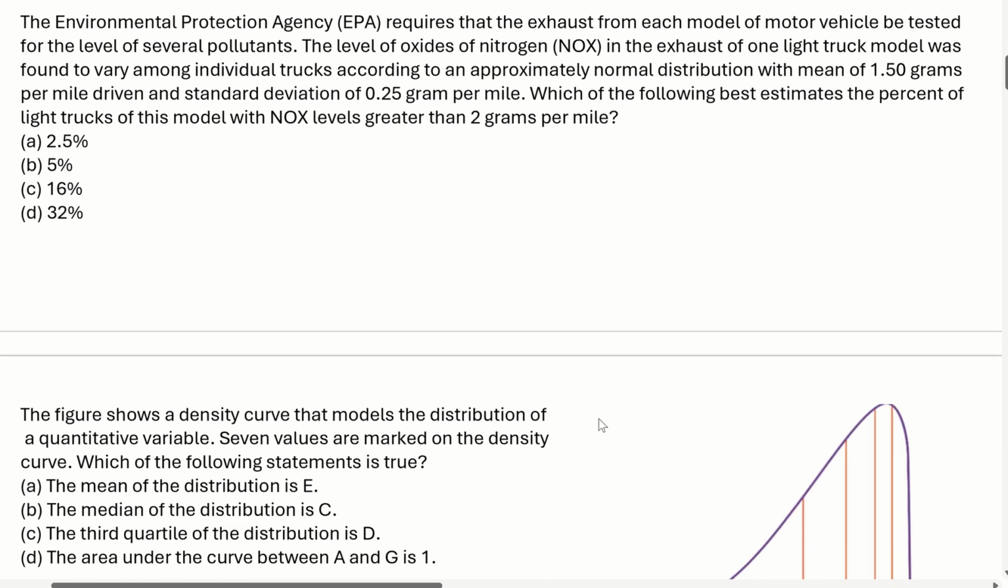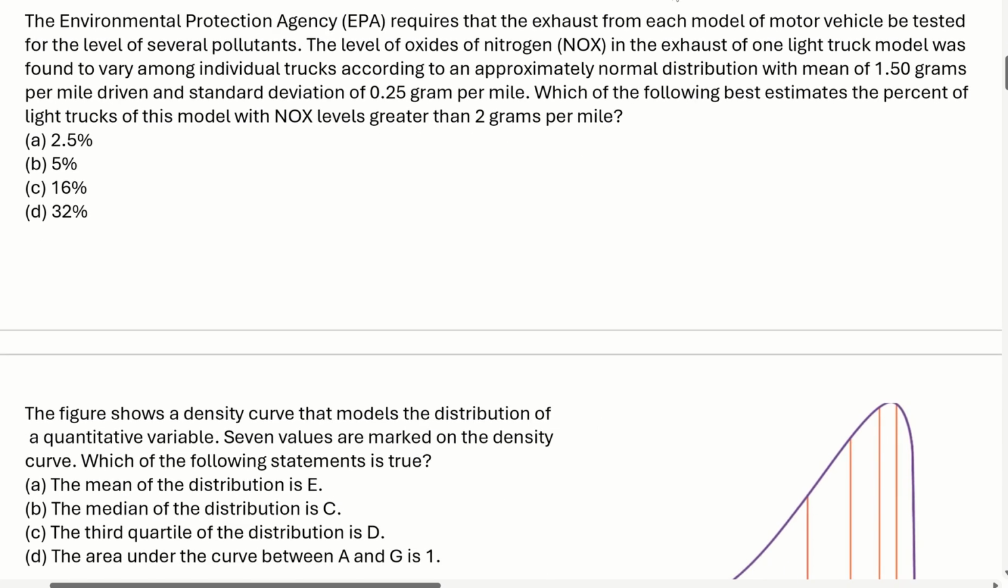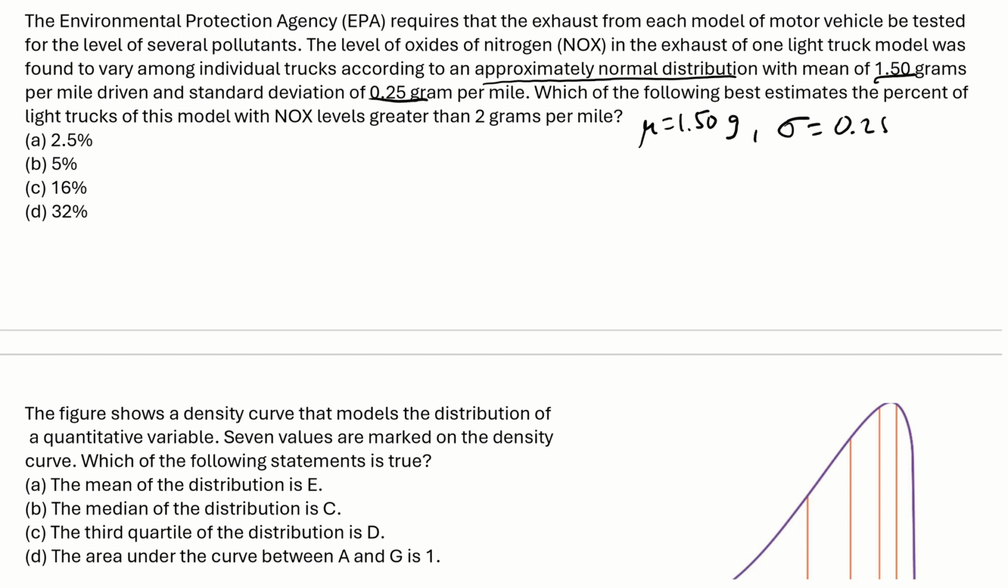Number 6. The Environmental Protection Agency, or EPA, requires that the exhaust from each motor of a motor vehicle be tested for the level of several pollutants. The level of oxides of nitrogen, NOx, in the exhaust of one light truck model was found to vary among individual trucks according to an approximately normal distribution with a mean of 1.50 grams. There's your mean. And then the standard deviation of 0.25. Which of the following best estimates the percent of light truck models of this level with levels greater than 2? So we're looking for x to be greater than 2.